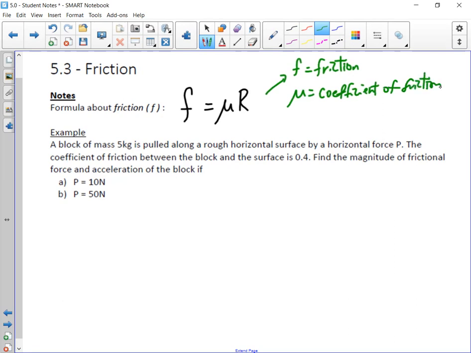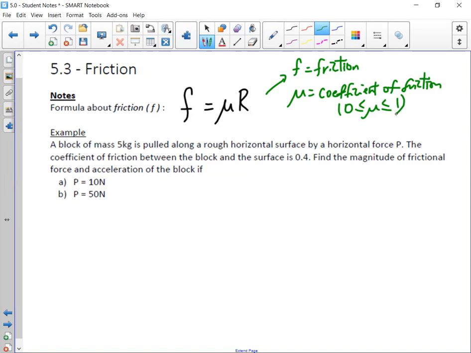The coefficient of friction is a number between 0 and 1. 0 means perfectly smooth. Imagine mu being 0: F equals 0 times anything, so friction equals 0, which means no friction. So when mu is 0, it means perfectly smooth. However, in the real world, there is nothing where two things are perfectly smooth against each other. So this coefficient measures the material of the two things.